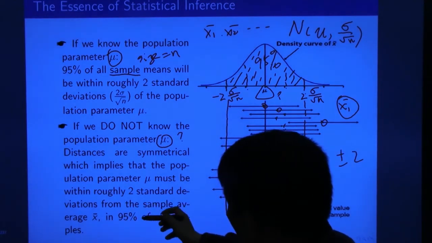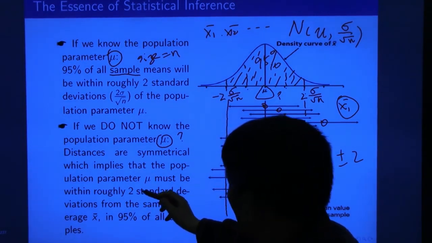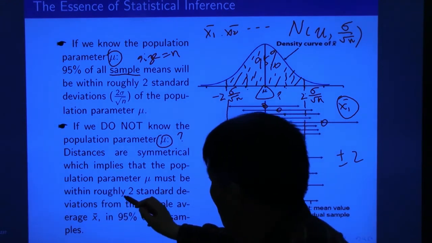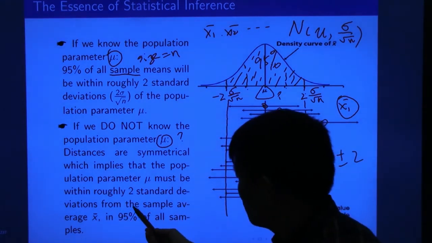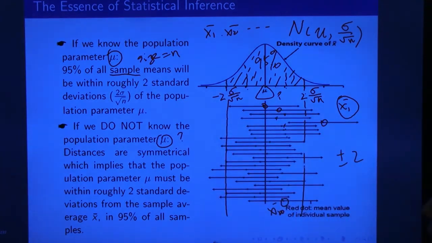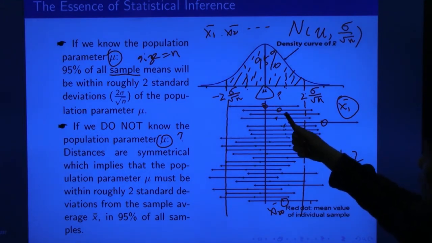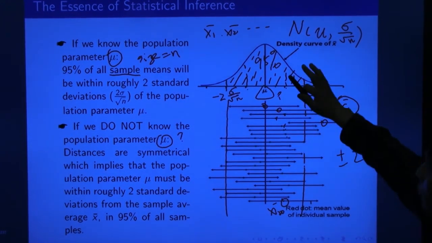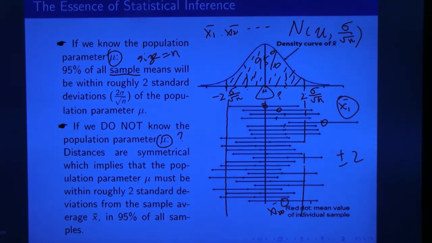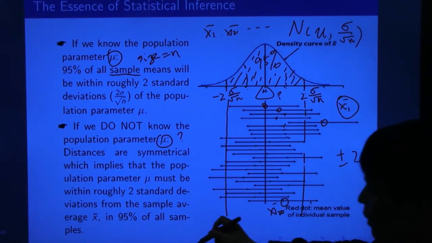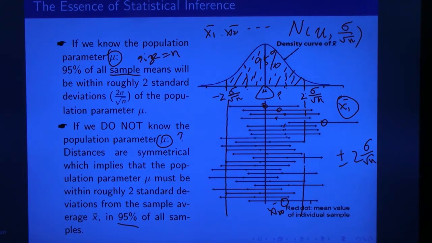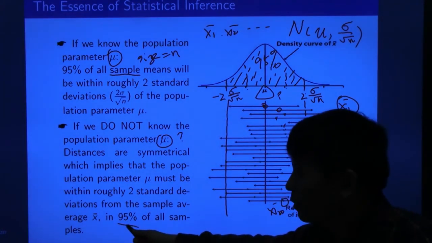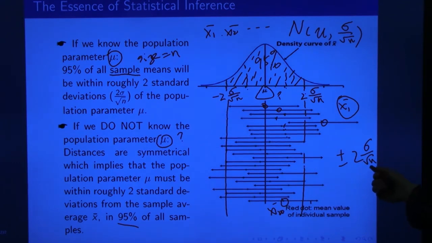So we said the parameter mu must be within roughly 2 standard deviations from the sample average x bar in 95% of all samples. If we get this one, x1 bar, x2 bar, all these bars, we don't know where mu is, but we can conclude that mu will be within this range for 95% of the samples. 95% is because of this plus or minus 2.